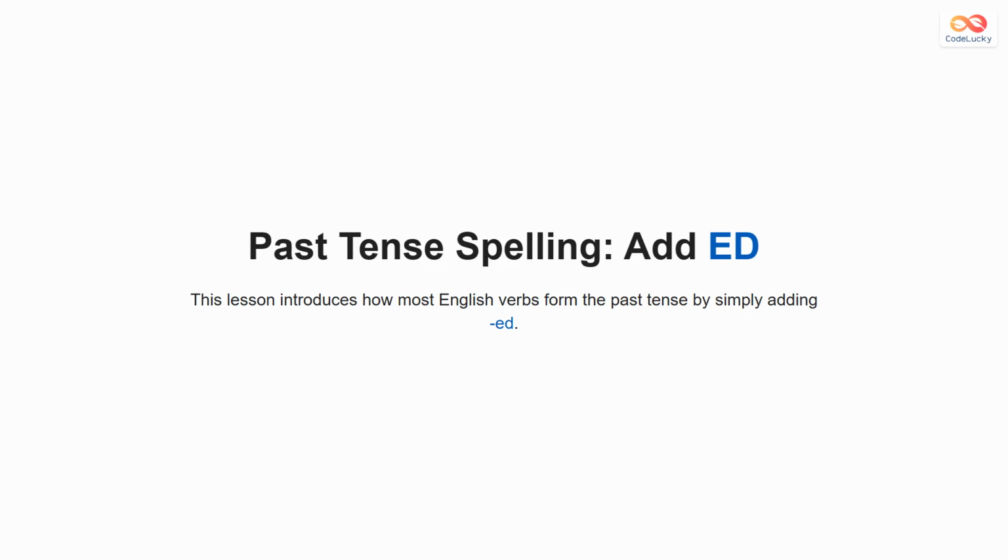In English, most verbs form the past tense by adding the letters E and D to the end of the base verb. This is one of the simplest and most common ways to talk about actions that happened in the past.